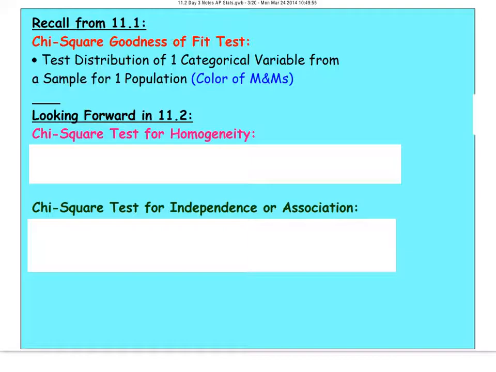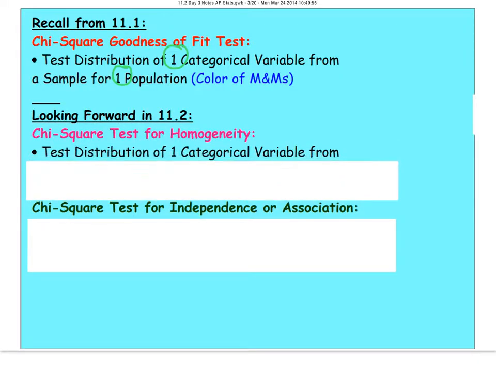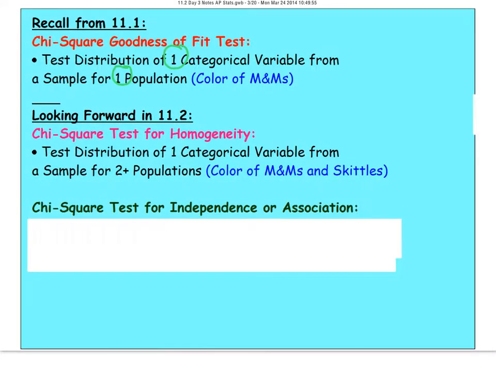In 11.2, the first test we're going to look at is called the chi-square test for homogeneity. How you tell if you're going to do that one is this: you test the distribution of one categorical variable, for example color, from a sample of 2 or more populations. So in this case, we would still look at color for our M&Ms, but we have to have 2 or more populations. So maybe we're looking at M&Ms and Skittles, and we're comparing if there's a difference between those.